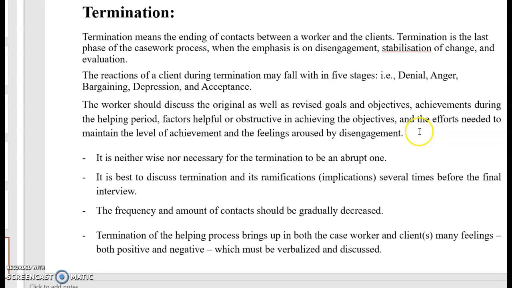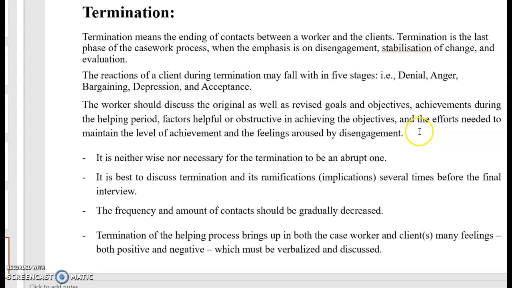Then at last, acceptance. Then you need to give information, you need to motivate the client, and if required you can counsel the client, and at last the client will accept: okay, yeah, we should not carry on. And happily the client will accept, okay. And if in the coming days the problem appears again, then I'll again come to the institute. In that way the client will accept.